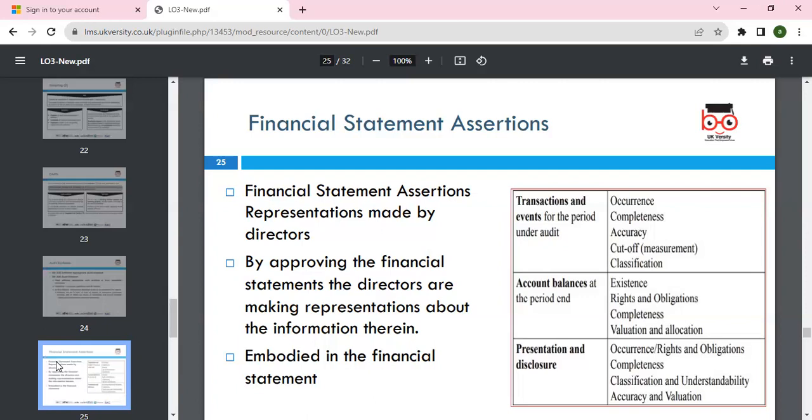Account balances, we can look around those, that is existence, rights and obligations, who owns the assets, completeness, valuation and allocation. And presentation and disclosure: occurrence, rights and obligations, completeness, classification, and accuracy.